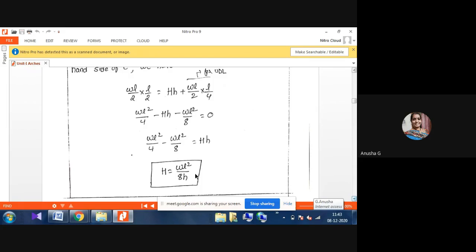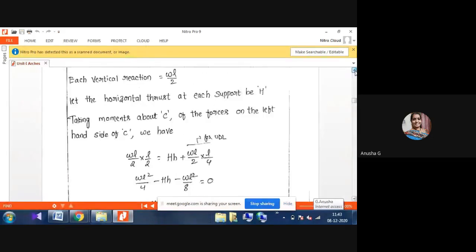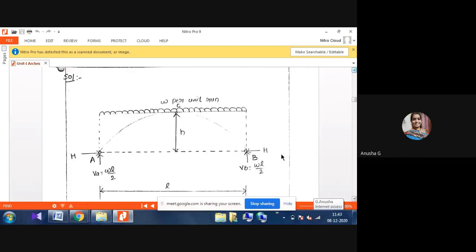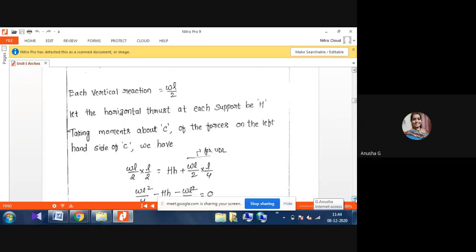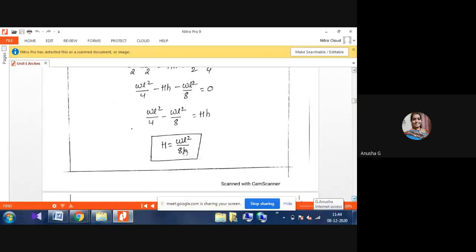First, you have to consider the arch. All of you first see, and then observe. First, you have to draw the arch, and then find VA and VB. Once we know VA and VB, then we have to take the moment up to the center of the arch. VA into L by 2, and then capital H into small h, that must be equated to W into L by 2 into half of the distance L by 4. We equate all that, then we will get the horizontal thrust H equals WL square by 8 into small h. This is our derived equation. This is very simple and easy. You will get the 5 marks here.